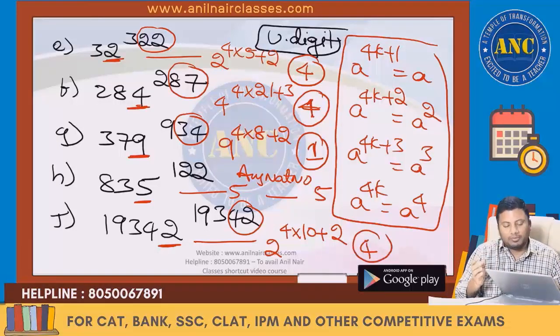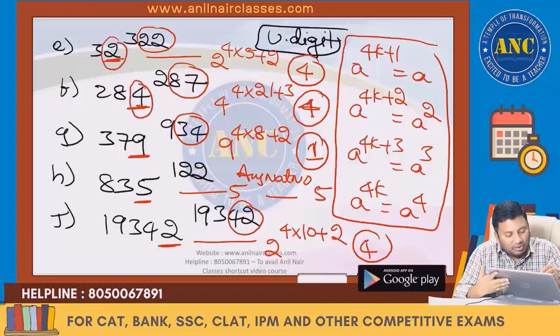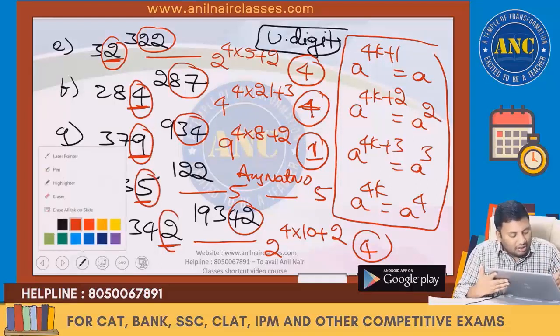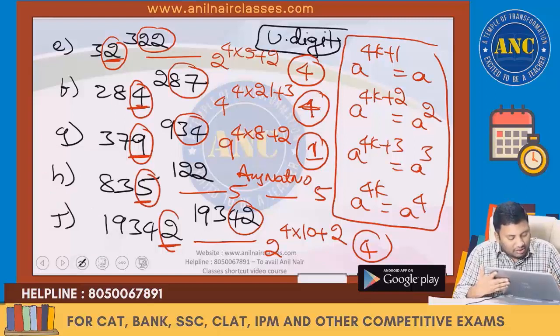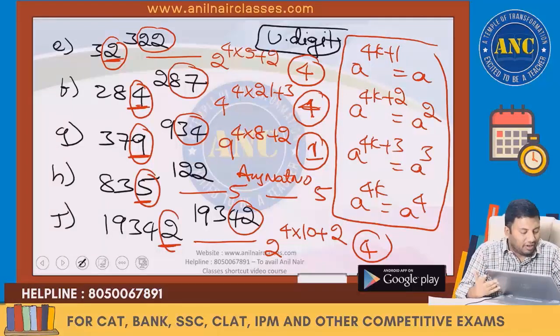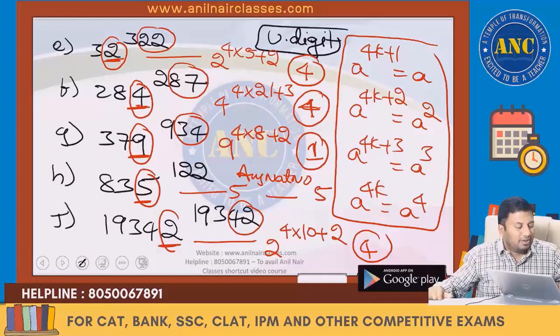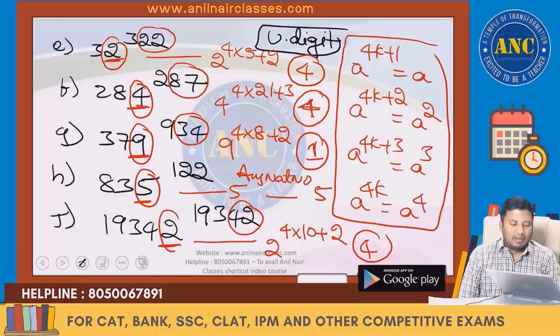Another 5 problems. Even though the number of digits is more, because we want the unit digit of a number, the unit digit is the rightmost digit. So focus more on the unit digit of a number. I hope these 5 problems are clear. Please write down, then I will increase the level of difficulty.